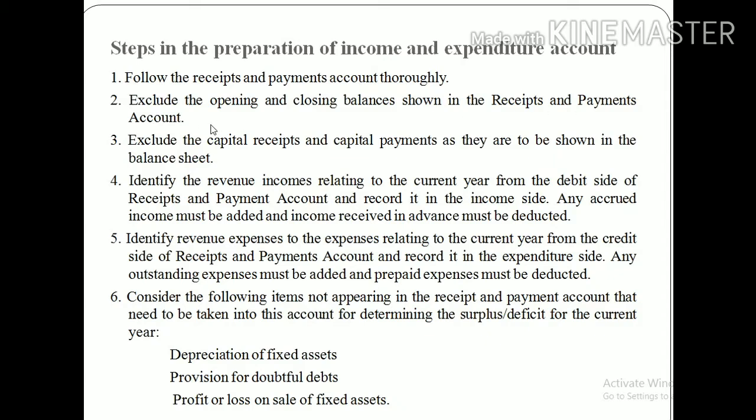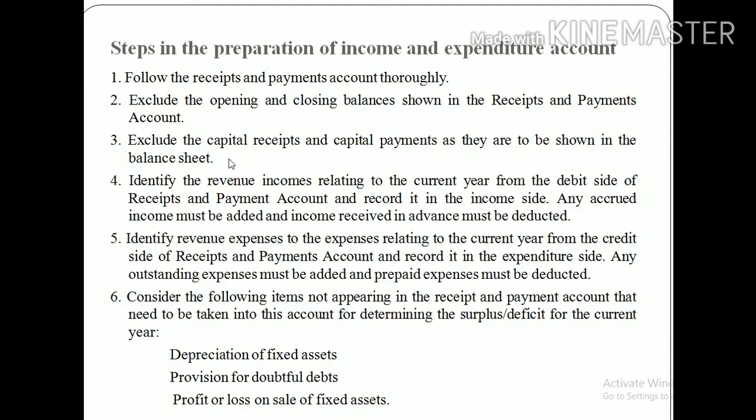At the time of preparing the income and expenditure account, it is based on the items included in the receipts and payment account, and at that time we exclude the opening balance of cash in hand and cash at bank. Then third one, exclude the capital receipts and capital payments as they are to be shown in the balance sheet.